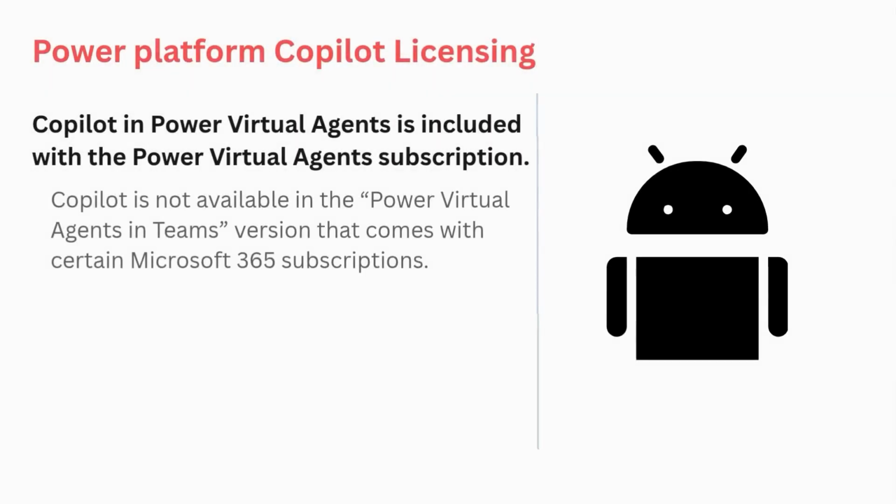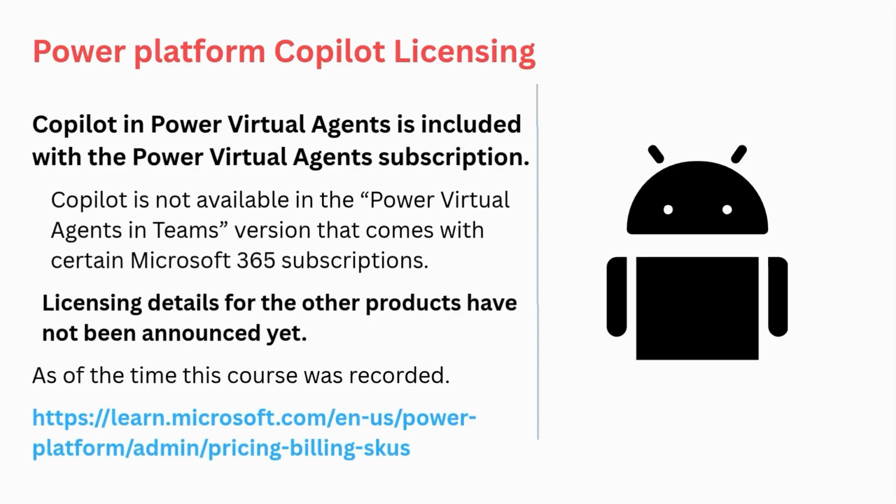1. Power Platform Copilot Licensing. Power Virtual Agents Copilot: included with a paid Power Virtual Agents subscription. Not included with the Power Virtual Agents in Teams plan, bundled with some Microsoft 365 subscriptions. Other Power Platform Copilots: licensing details not yet announced as of August 2023. Check the slides for the most current Power Platform licensing information.